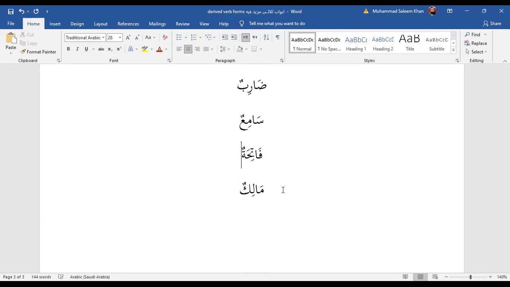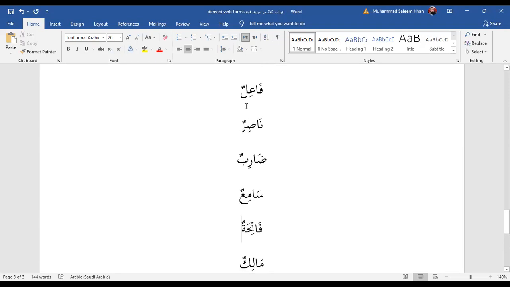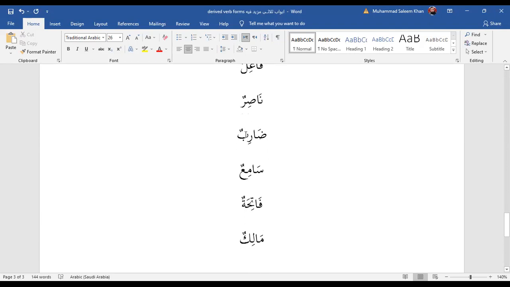So from all of these we can also make the feminine. Fa'ilun is the one who does, and fa'ilatun for the feminine who does. Fa'ilun, fa'ilatun. Nasirun, nasiratun. Daribun, daribatun. Sami'un, sami'atun. And Fatihun, Fatihatun, and we call it Fatihatun because this is the opener of the Quran. The Quran opens with this surah. That's why it's called Fatiha. So Fatiha is for the woman who opens, and here in this context we will say, because surah is feminine, that's why it is Suratul Fatiha.